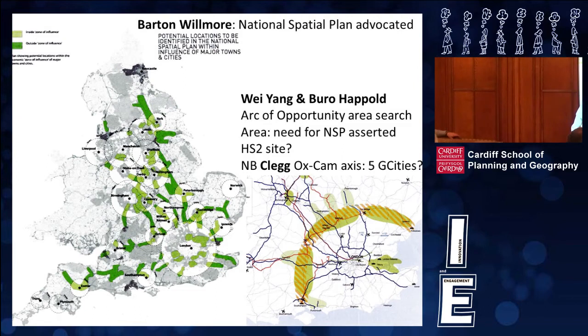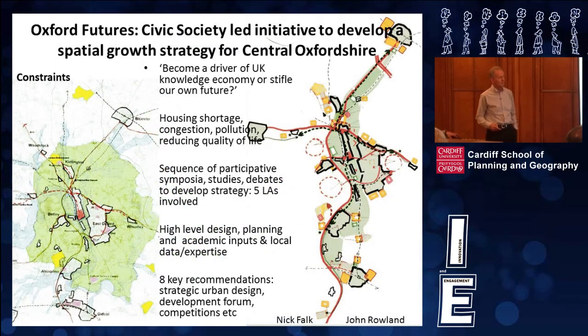The Wai Yang Buro Happold project went for this sort of 60-65 mile radius of London, from Southampton to Felixstowe through Cambridge, Oxford, and Bedford and Milton Keynes. And it's interesting that shortly afterwards, Nick Clegg came out with the idea of five garden cities between Oxford and Cambridge. I think he needs to look a little bit closer at the map because it's pretty congested, really, in this area here. And there may not be room for that kind of thing. But anyway, at least it was a positive step forward.